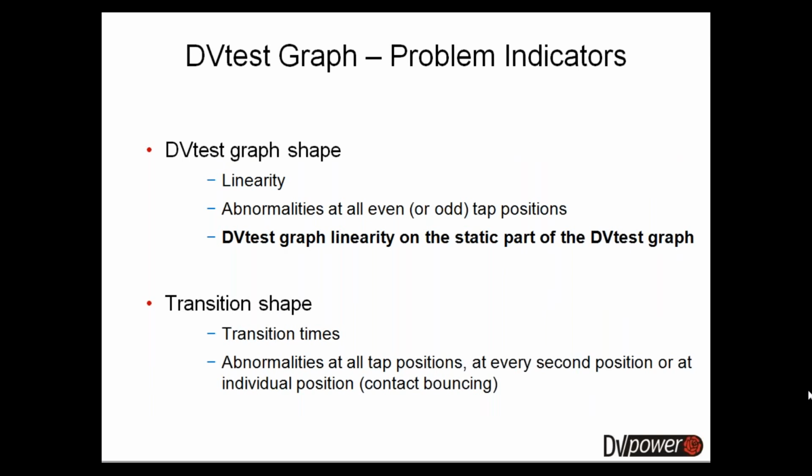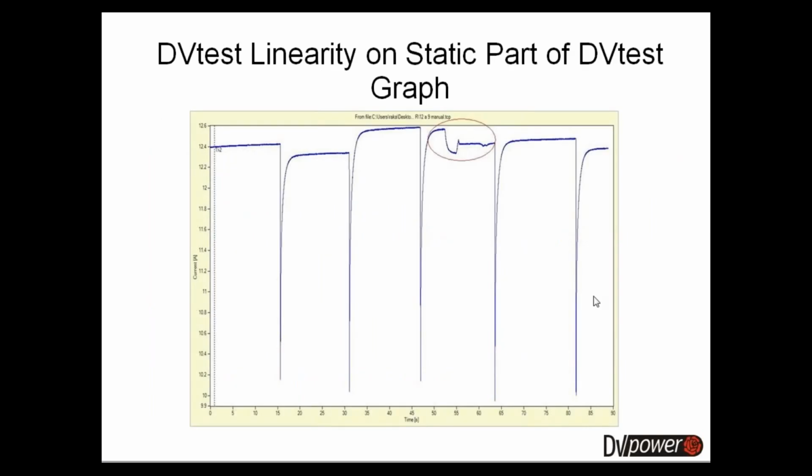You can also look at the static part of the DVTest in order to make sure that you don't have any problems in places where you would expect the graph to be completely smooth and completely flat. What I'm talking about is this portion of the graph where you don't really expect to see any roughness or any problems with the contacts.